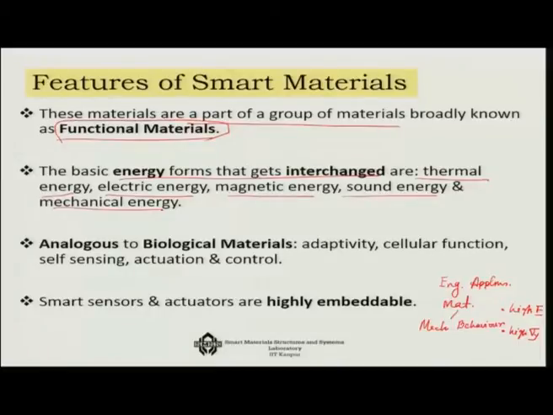One important thing about smart materials is that they are very much analogous to biological materials or so-called living systems. Many times people draw an analogy between them and living systems. Why? Because they are adaptive. As I told you just now, the stiffness you can change. Similarly you can change their shape, etc., in some materials. So they are adaptive.